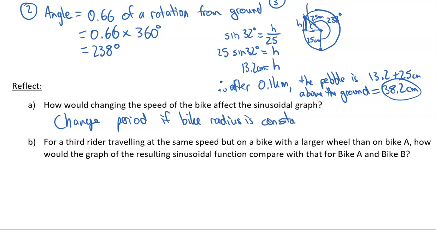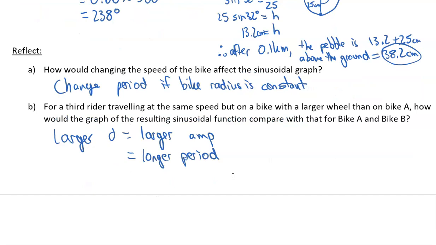And the second question says, for a third rider traveling at the same speed but on a bike with a larger wheel than bike A, how would the graph of the resulting sinusoidal function compare with that for bike A and bike B? Well, if it had a larger diameter, that means it would have a larger amplitude. And that would also mean that it would have a longer period.